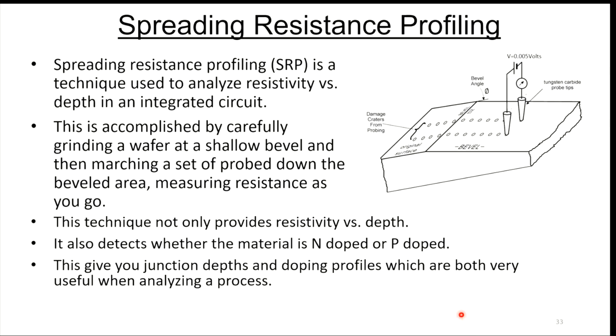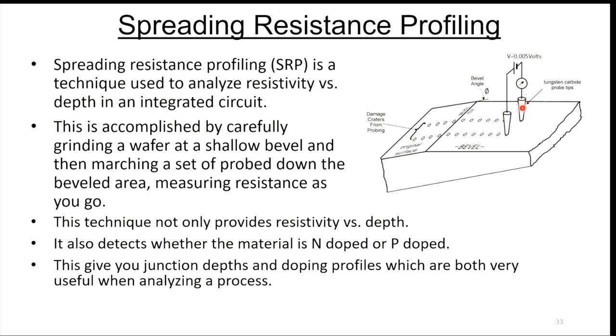This is accomplished by taking a piece of a wafer and carefully grinding it with a shallow bevel, as shown here. And then you take a set of these probes and very carefully move them down the bevel, measuring resistance as you go. This technique gives you resistivity versus depth, but it can also detect whether a material is N-doped or P-doped.